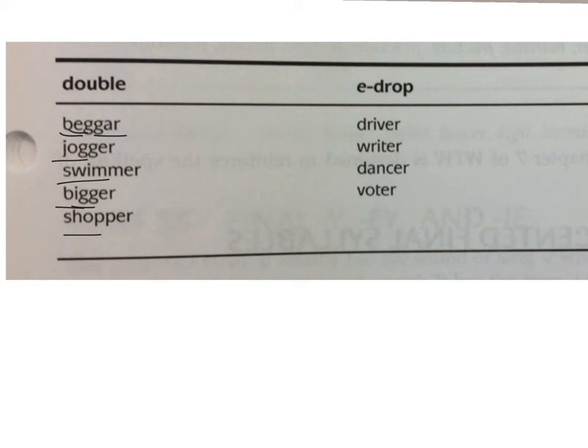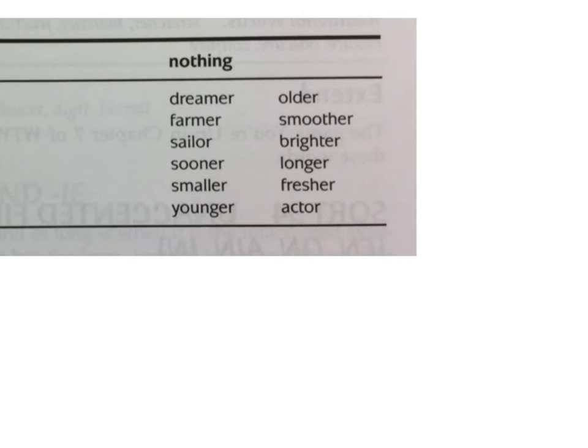Also, then you have your E drop, where you're looking at driver, where the word is drive, you drop the E and add ER. Writer, dancer, voter. For the most part, these are all your long vowels, except you have a short A in dancer, but you end up E dropping. And finally is the nothing, where you just have a word and you add the ER. These are mostly long vowel sounds.